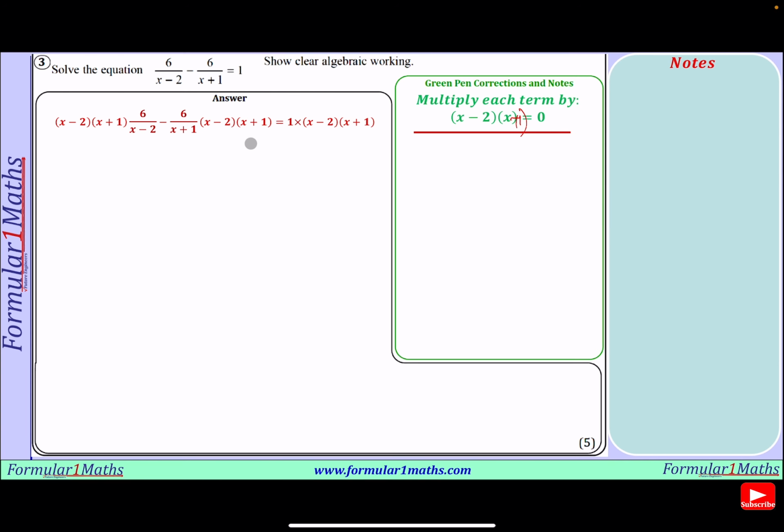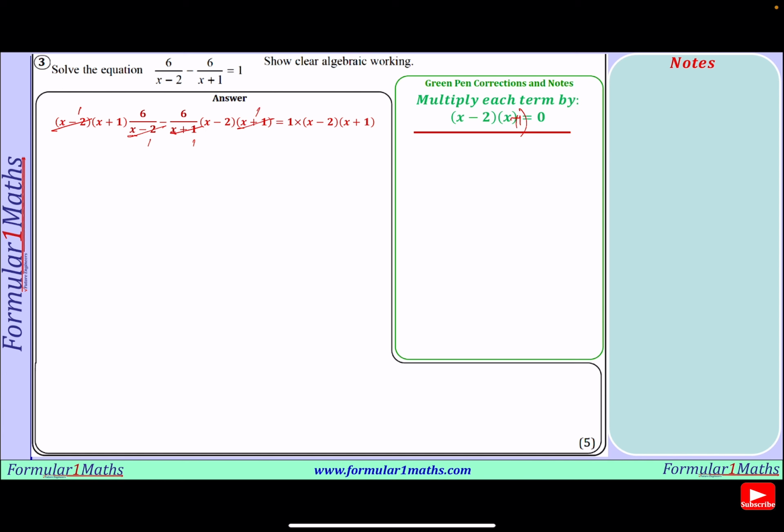And you get this. So this one is over there. I've multiplied it by x minus 2 times x plus 1. Then minus 6 over this, multiplied by x minus 2 times x plus 1, equals 1 times all that again. Then we can cancel out or reduce these fractions to get a very simple, nice equation. So let's cancel out this one, goes the 1, and goes the 1. This goes the 1, and this goes the 1.